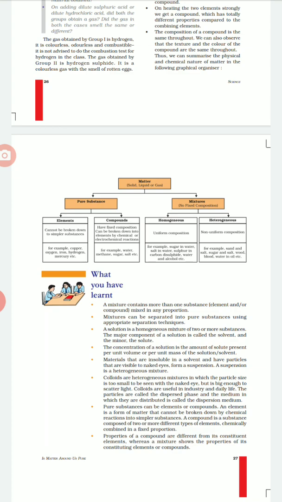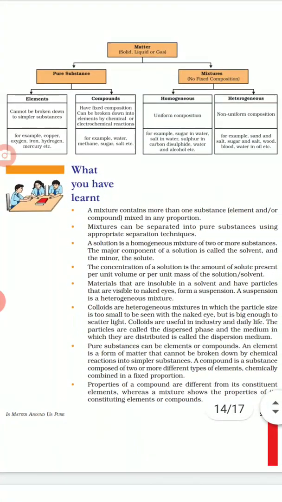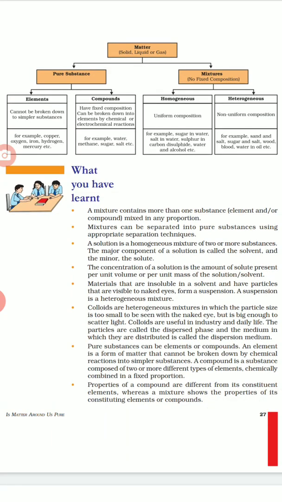So what have they given? Matter. Matter has solid, liquid and gas, 3 states. They are further classified into pure substances and mixtures. Pure substances can be further divided into elements and compounds. Elements cannot be broken down into simpler substances. Compounds have a fixed composition and can be broken down into elements. Examples of elements: copper, oxygen, iron, hydrogen. Examples of compounds: water, methane, sugar, salt, etc.